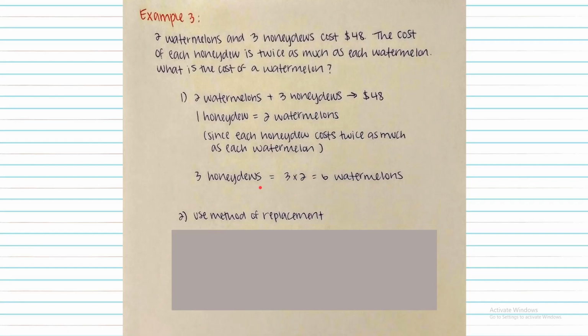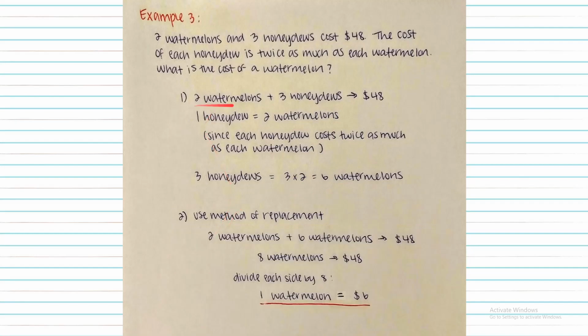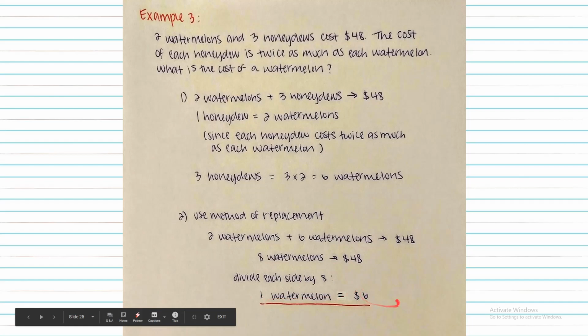Now we can use the method of replacement. We're going to keep the two watermelons in equation one, but then we're going to replace the three honeydews with the six watermelons we just found that it's equivalent to. So we get that two watermelons plus six watermelons is $48. So that's eight watermelons is $48. Divide each side by 8 to find that one watermelon is $6.